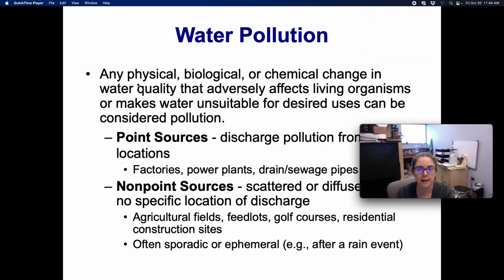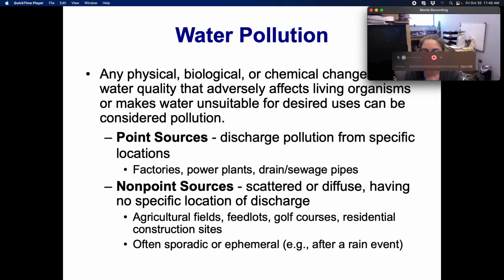It's any physical, biological, or chemical change in water quality that adversely affects living organisms or makes water unsuitable for desired uses. All of that can be considered pollution. So we have two types of pollution. We have point sources. This is discharge pollution from specific locations. So we can trace the pollution back to a single point. So like a factory, a power plant, a drain, a pipe going into a river. That's a point source. We know where it's coming from exactly.